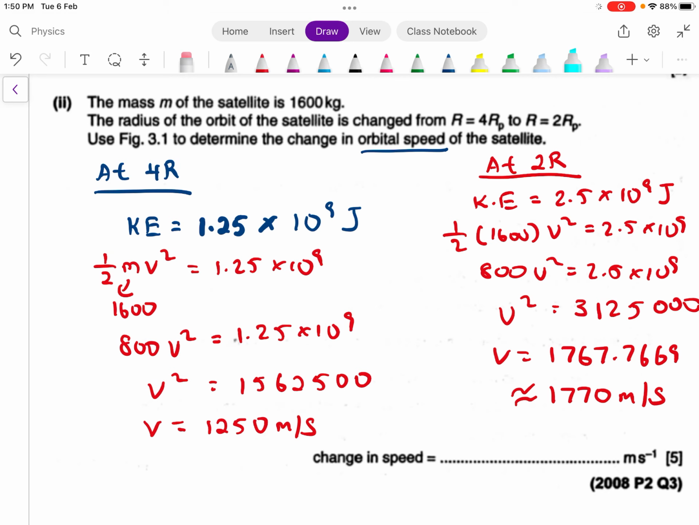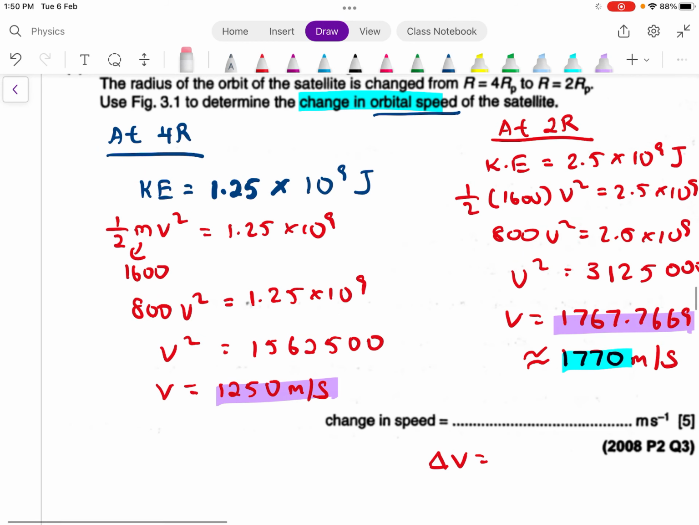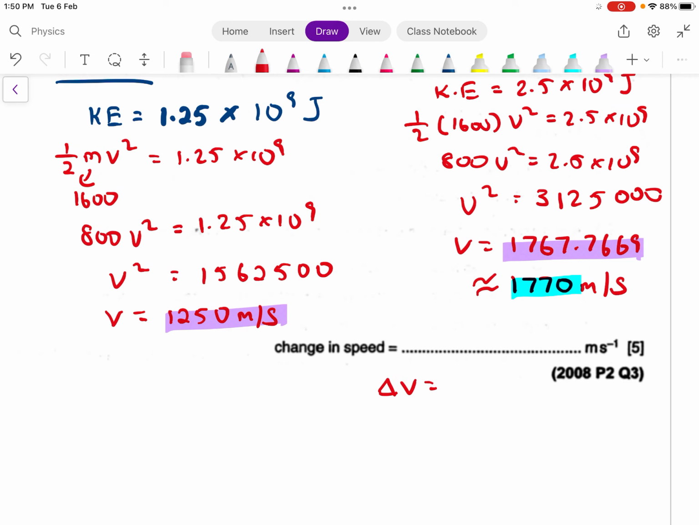Because they say they want the change, this one is not an answer yet. So what you need to do is use this thing minus away this thing. So the change in your speed, delta v, is equal to 1767 minus away 1250. So this will give you about, rounding off to 3 SF, 518 meter per second. So that is how we actually do this question. Actually quite simple. As long as you know how to plot and how to calculate, this question is quite manageable.